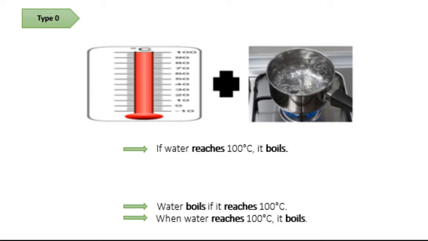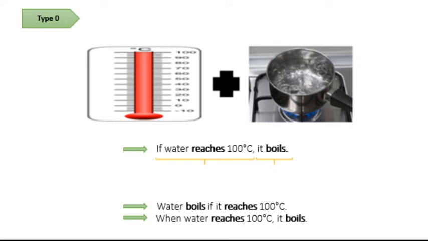We can also say when water reaches 100 degrees Celsius, it boils. We can either use if or when. Okay, so if water reaches 100 degrees Celsius, it boils. This is what we call the conditional sentence. The conditional sentence is composed of 2 parts, as you can see there. The first part, the second part.